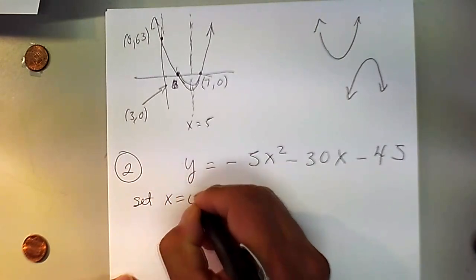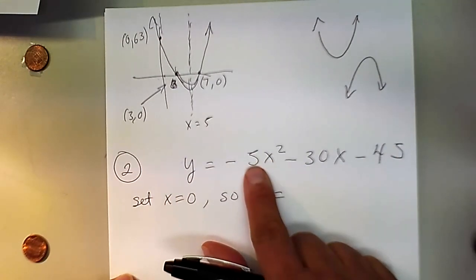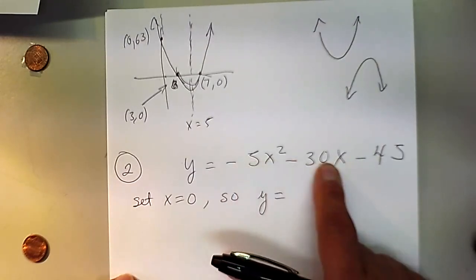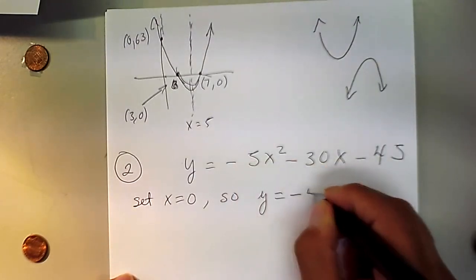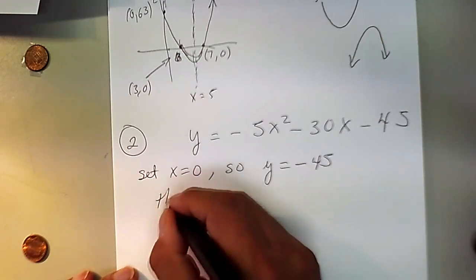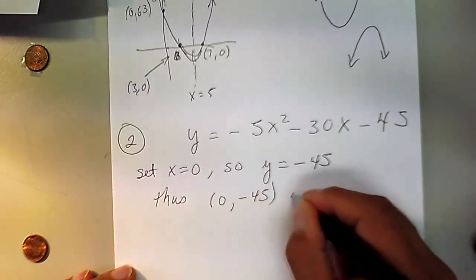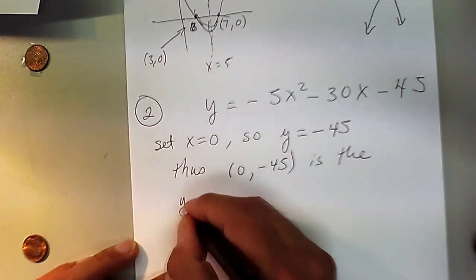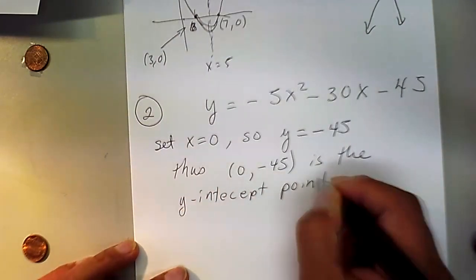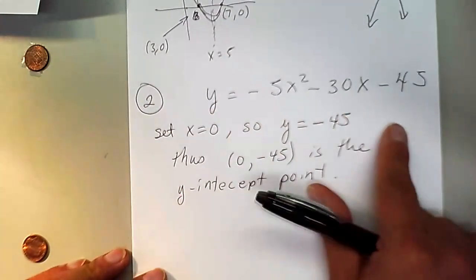Set x equal to 0, so y equals 0 squared times negative 5, 0. 0 times negative 30, 0. So we have 0 and 0, and then negative 45. So (0, negative 45) is the y-intercept point. Okay, so this is one part of the problem. This is one paragraph. We're finished with that.